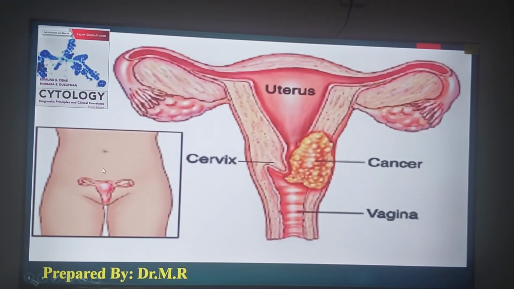The female genital location is here. This is the vagina. This is the uterus, the uterus organ. This is the fallopian tube which attaches to the ovary. This is the ovary. This is the uterus, cervix. And this is the tumor, which is also called cancer. This is the vagina.